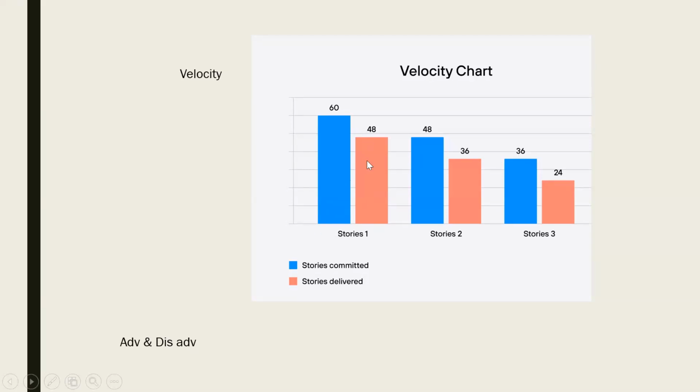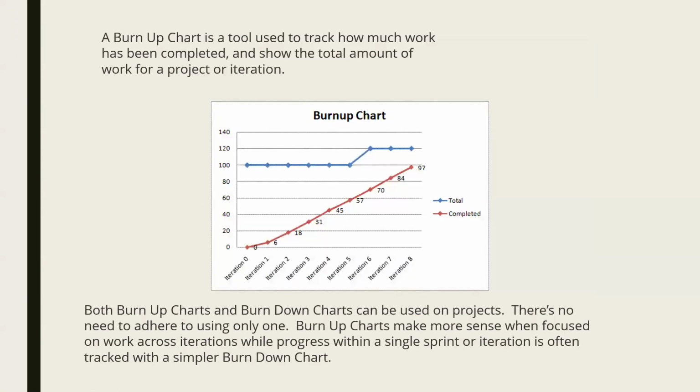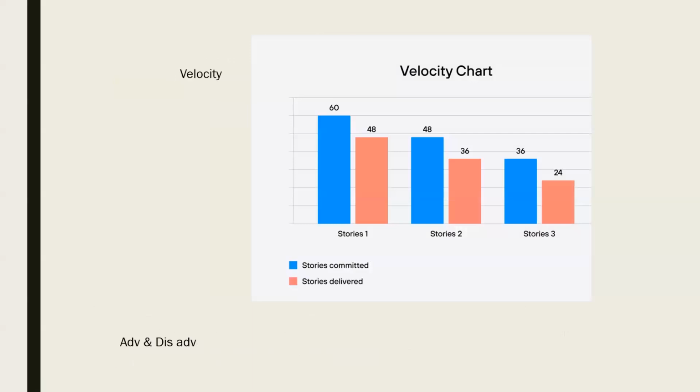So from this velocity chart, you shouldn't say that the team is underperforming. We should also analyze the factors that are affecting their performance and why they are not able to deliver. We should analyze that. Okay. So anything here on the velocity chart?